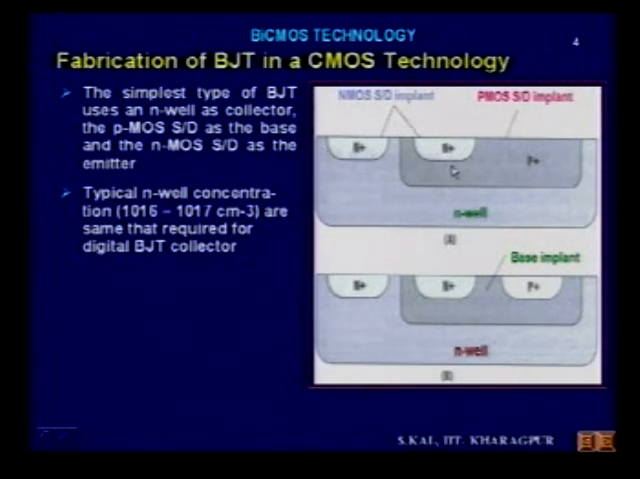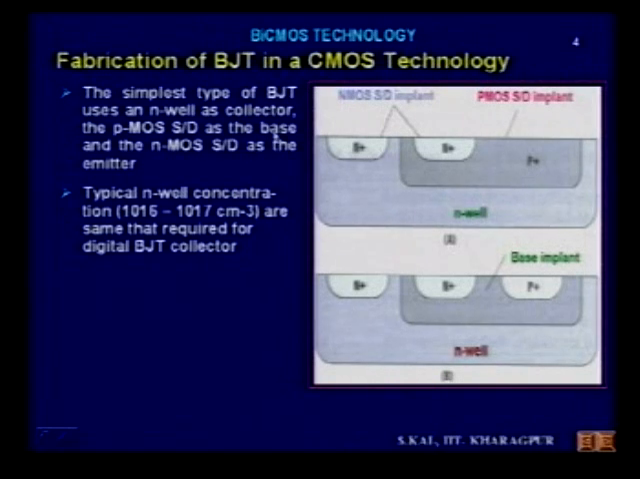And another problem is the base width. This much is the base width, and that base width you cannot reduce because you are making this along with the P plus source drain. Whatever the P plus source drain depth, the same depth will be your base depth of the BJT. If you want a different depth, then you have to add an extra step. We don't want to allow that. If you don't want to allow an extra step, then you have to be satisfied with the inferior quality of the transistor.